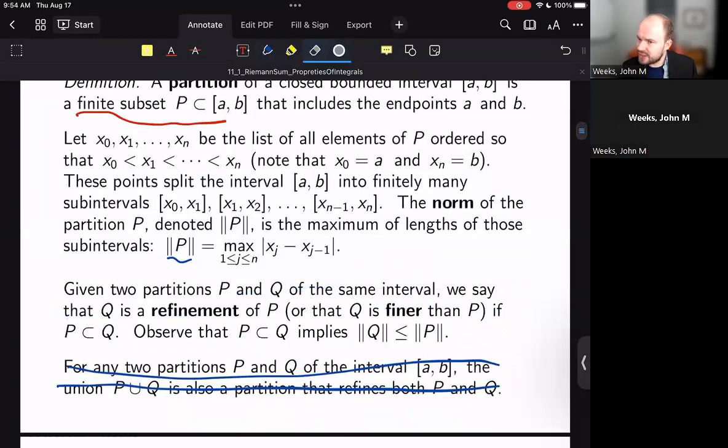And the way that we're going to discuss how that works, and a limit with respect to some of these things, is that we're going to call particular partitions refinements of other partitions. For example, let's say that we're given two partitions P and Q on the same interval. And we're going to say that Q is a refinement of P if Q has more partition points than P does. It includes all of the partition points of P and also some more. In particular, this is going to imply that the norm of Q is less than or equal to the norm of P.